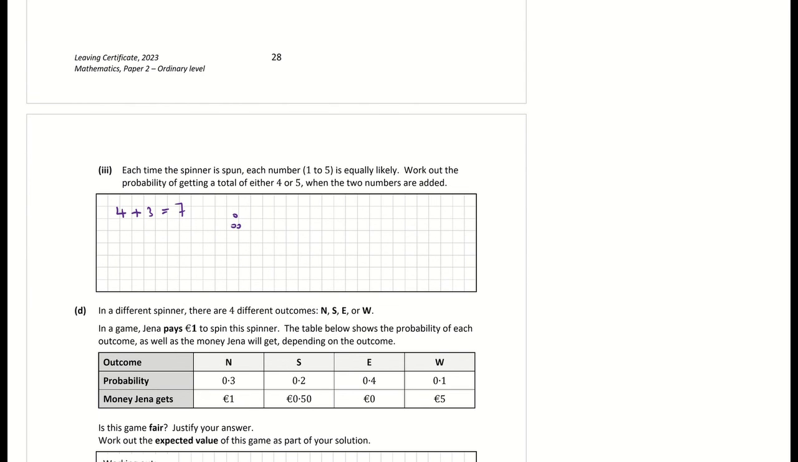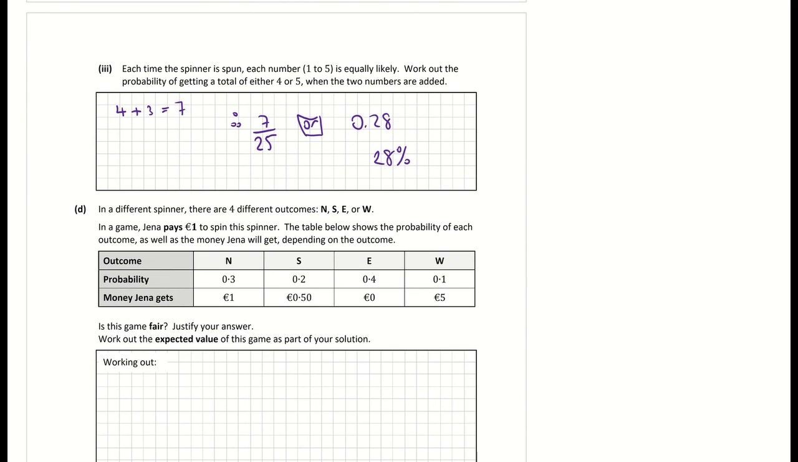So therefore, my probability is 7 out of 25, or if you want to put it as a decimal, 0.28, or as a percentage, 28%. All answers are fine. Part D. In a different spinner, there are 4 different outcomes, N, S, E, W. Is this game fair? Justify your answer. Work out the expected value of this game as part of your solution.